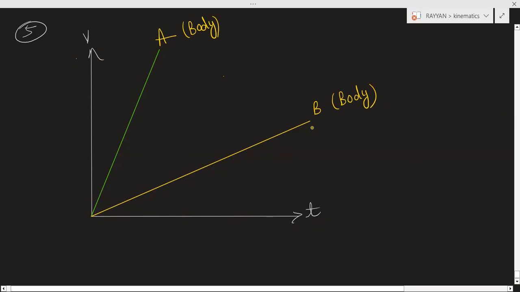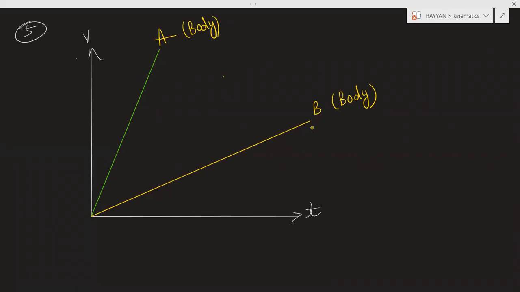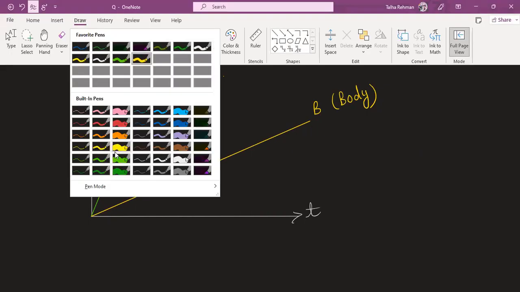And I want the reason also, why the acceleration will be large for body A or for body B. With the help of slope, you should try. I am explaining this, then the next question you should try.